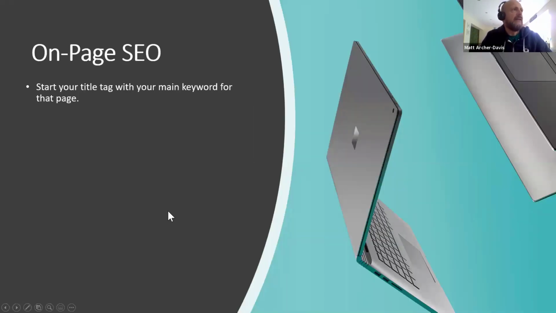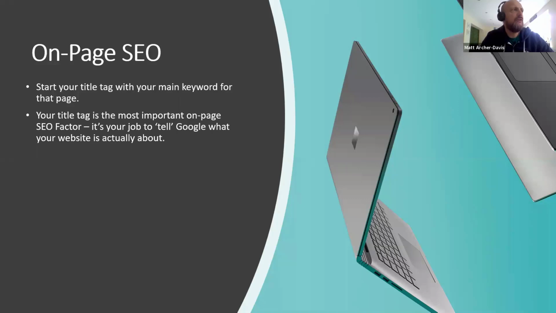Other aspects here for your on-page SEO are to start your title tag with the main keyword for that page. So your title tag is the most important on-page SEO factor. It's your job to tell Google what your website is about. We take it for granted that Google just understands this stuff. Well, sometimes it can, but in general, it's a really, really good idea to ensure that you're telling Google exactly what your website is about.